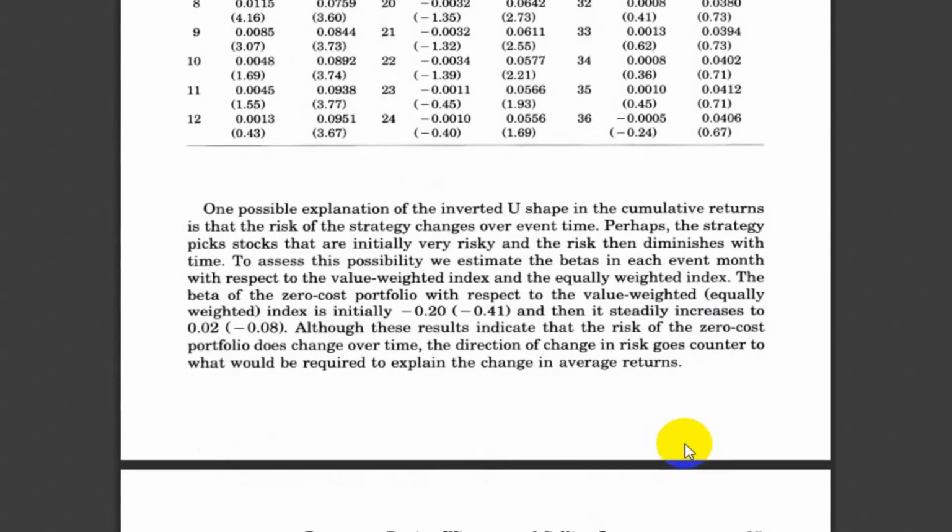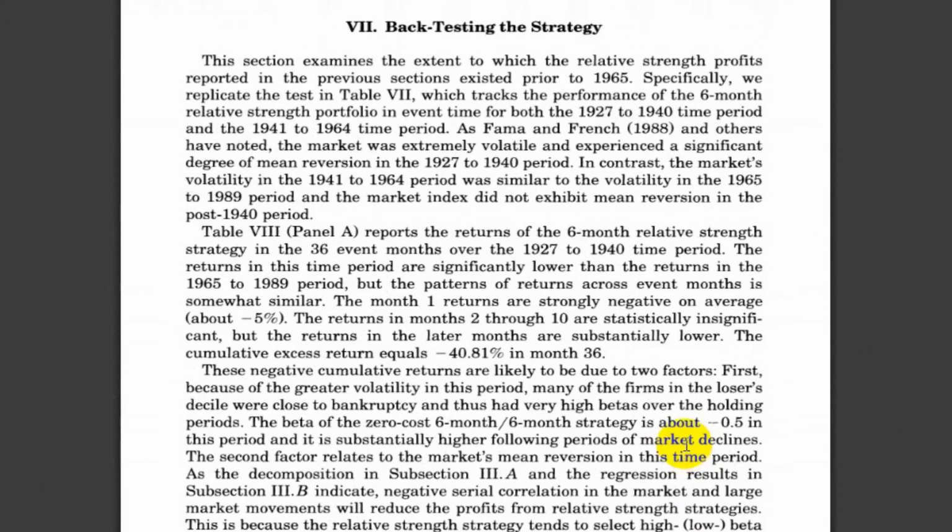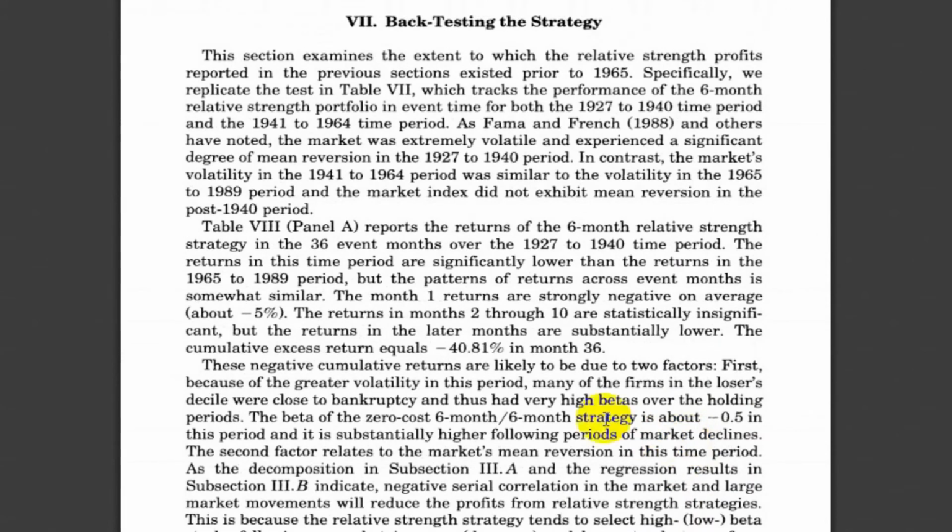Okay, so let's go down to section 7, back testing the strategy. Now, if you remember, the prior tables and sections analyzed the period 1965 to 1989. However, the authors here want to go out of sample and look at the period 1927 to 1964 to see if this anomaly still occurred. So they're going to replicate the same test that they did in table 7 above, where they show the monthly returns over the next 36 months.